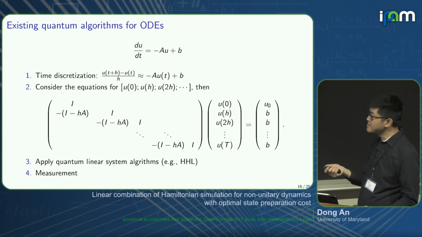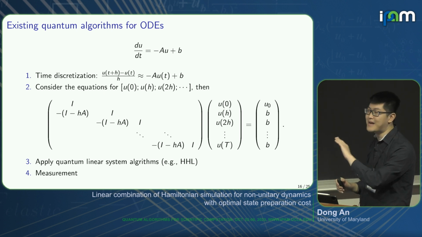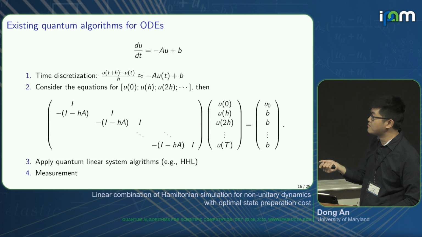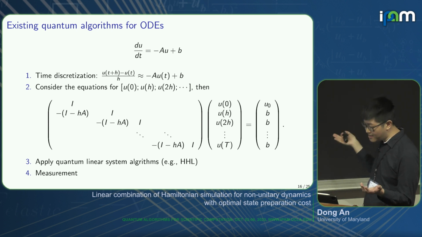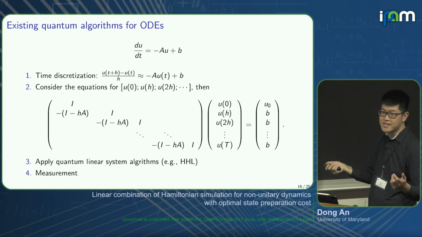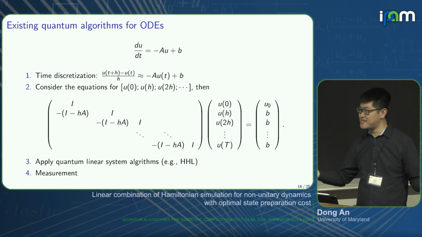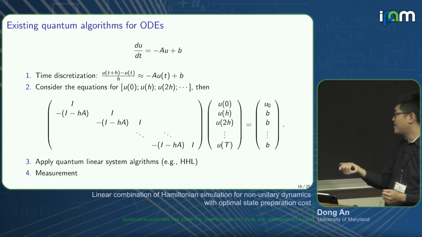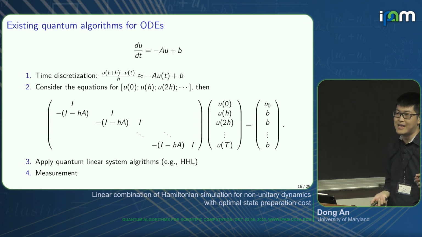The large linear system has a solution called the history state, or the entire trajectory of my dynamics. I consider a solution of U0, UH, U2H, all the way to UT, where H is my time step size. Since my original differential equation is linear, the entire thing is still a linear evolution, a linear system. Then I can apply my favorite quantum linear system algorithms, for example the HHL algorithm and many advanced ones. Then I get the solution, and if I only want the final solution, I probably need to do some post-selection.